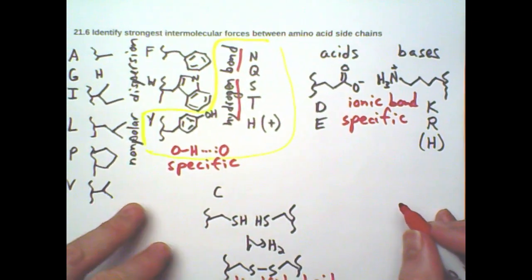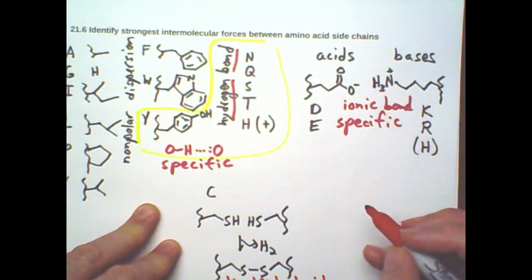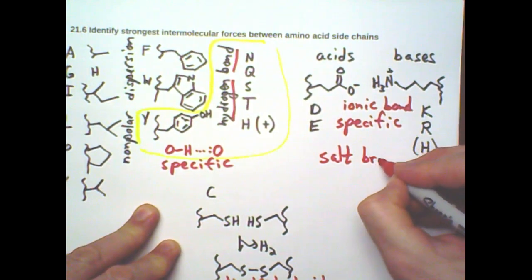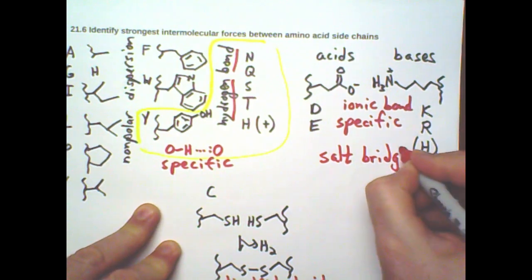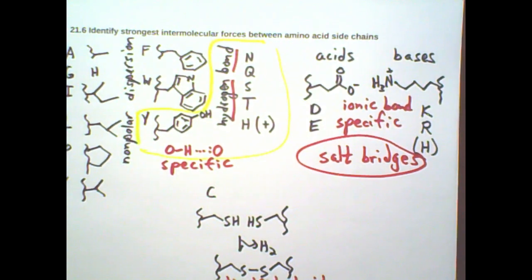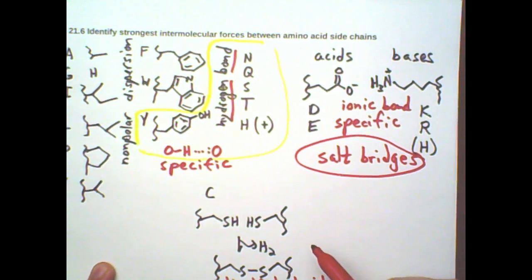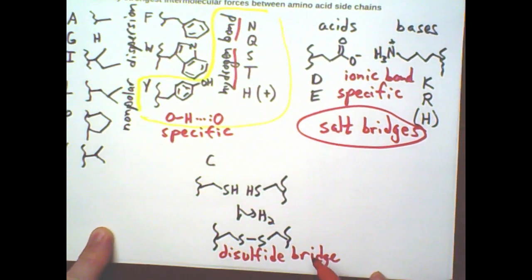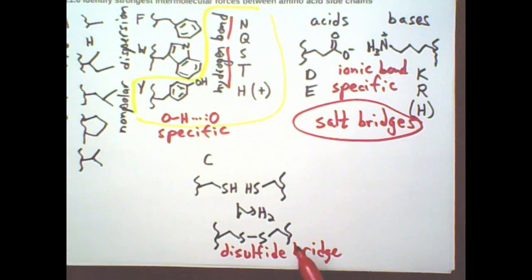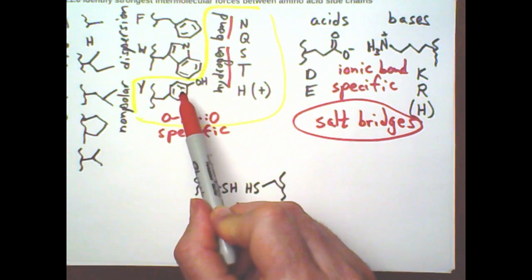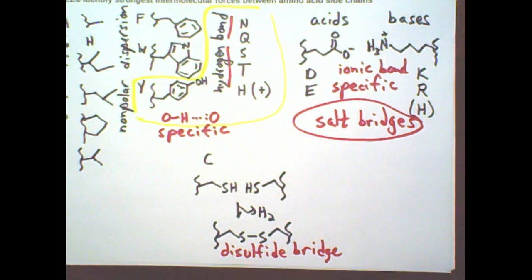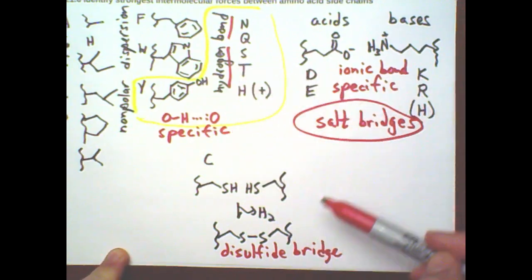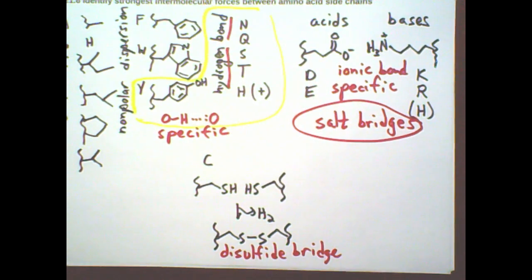And I should give a different name for this ionic bond, because in proteins we call these salt bridges. So we've got our three specific types of interactions: hydrogen bonds, salt bridges, and disulfide bridges. And when you know your functional groups of your different amino acids and have your reference sheet that gives you those functional groups, you can categorize the interactions between amino acids.